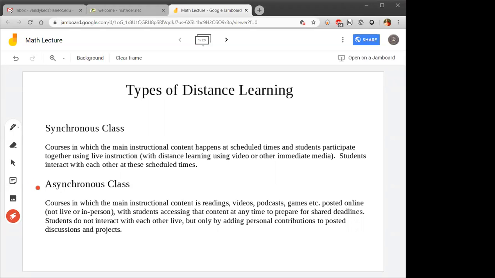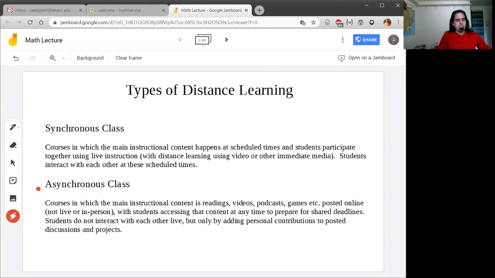So asynchronous is the opposite of that. All of the main instructional content is stuff that is not live or in person. It's posted online or it's in books, but it's readings, videos, podcasts, games, whatever it is, it doesn't happen at a certain time. There are shared deadlines. We're going to get through this topic this week or something like that. So you have to stay on task. But when you get your instructional content is up to you.